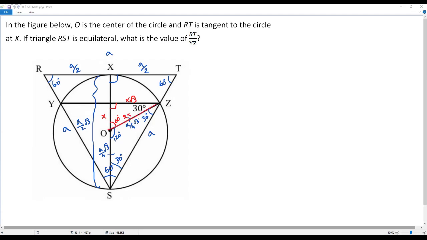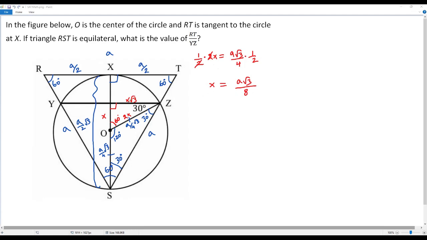But already we have the length of OZ, that is a times square root of 3 over 4. So this 2x and this one both represent the same thing, the length of OZ. We can equate them, that is 2x equals a times square root of 3 divided by 4. Now let's multiply both sides of the equation by 1 over 2. Then this 2 will cancel out. I got x on the left side. On the right side, a times square root of 3 divided by 4 times 2 is 8.